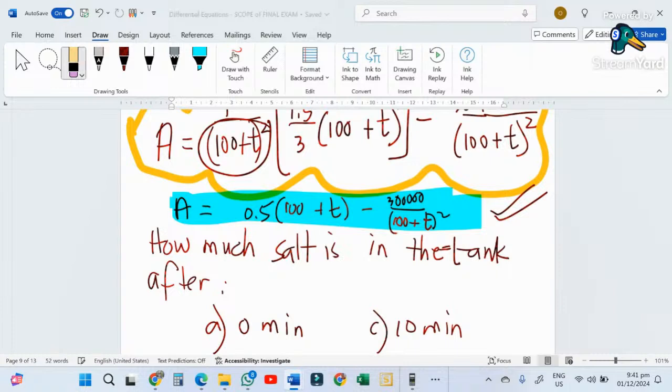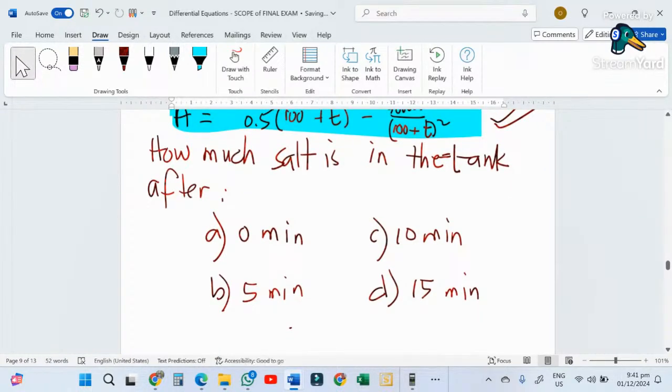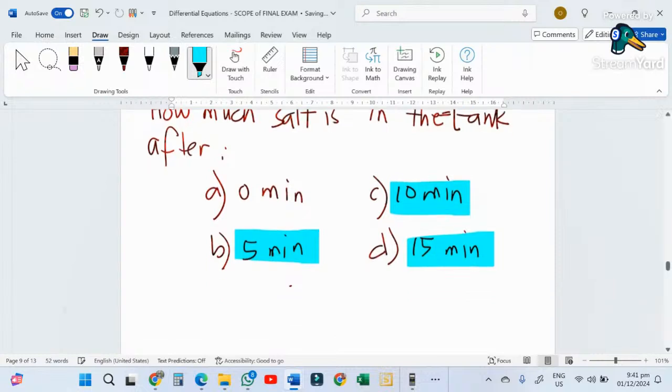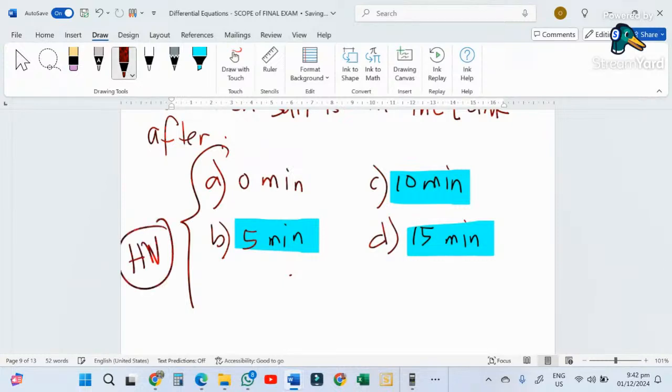So if you have checked it that way, then you will be able to correctly solve for the amount of salt in the tank after 5 minutes, after 10 minutes, and after 15 minutes. I'm going to leave that for you to do. So let me just put this as your homework, or assignment maybe. Let's put it as homework.